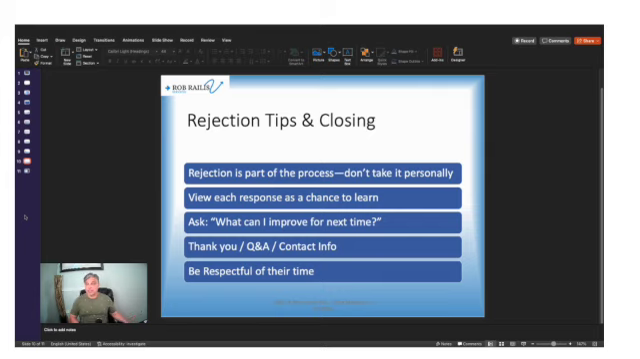So view each response as a chance to learn, 100%. You can ask them, what can I improve for next time? Be cautious on that, because if somebody just is not interested in your service, or maybe it just doesn't fit right now because of budget, there wasn't anything that you could have done to improve except drop your price to free. So be careful on that. You can ask for feedback for apples to apples. If you lose a project to one of your competitors, you can ask, where did we miss the mark as an organization? I would not ask as a sales rep personally, but again, you got to do what you're most comfortable with. Be respectful of their time.